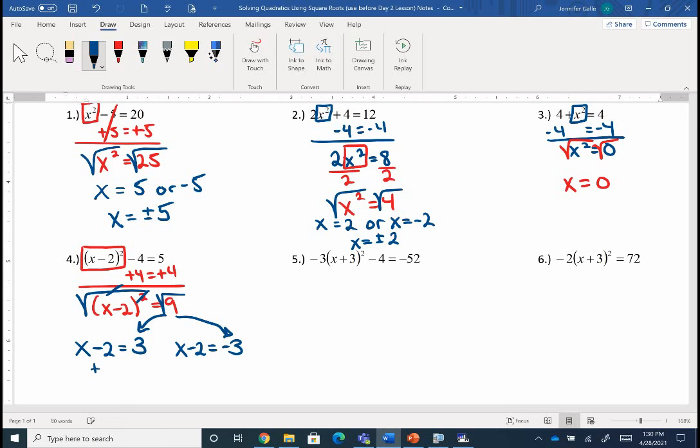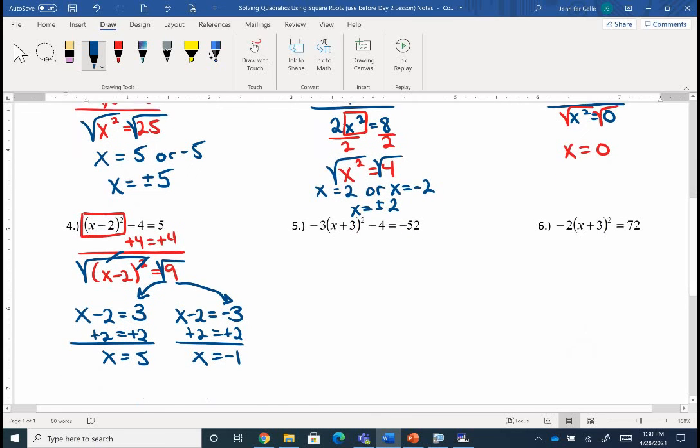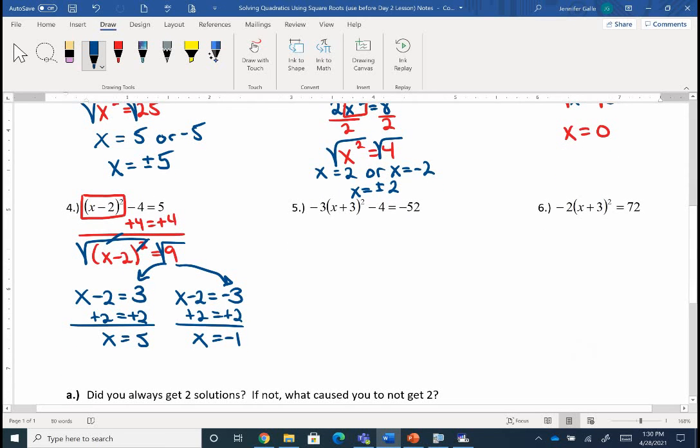Now to finish off, just add your 2 to both sides. If I can relate this to anything that you have already done, it is when you solved using absolute value. When you solve using absolute value, you have 2 cases, that positive and that negative. Because with absolute value, 2 different numbers can have the same absolute value. So positive 3 and negative 3 have the same absolute value. Just like positive 3 and negative 3, if you square them, give you the same square.